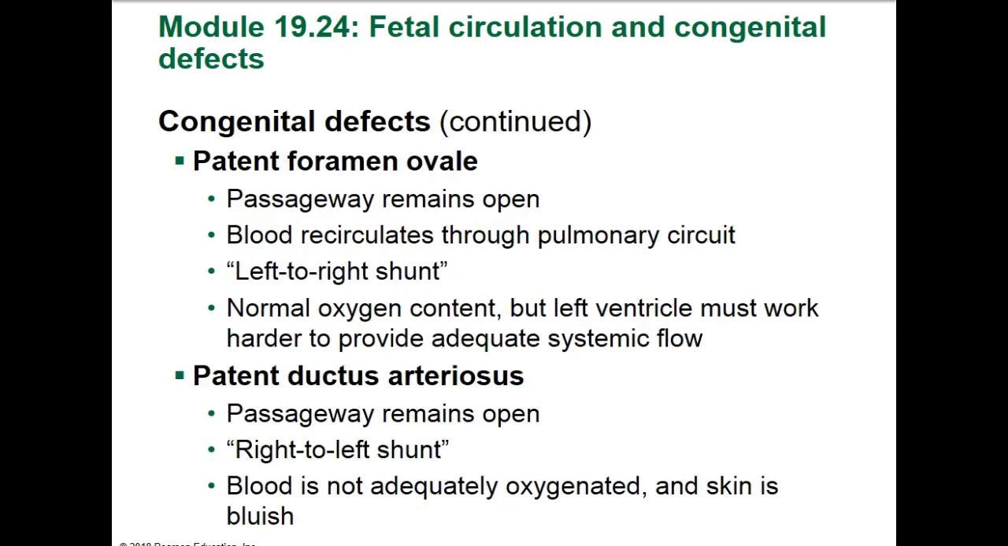Then there's patent foramen ovale. In this case, the passageway remains open. Blood recirculates through the pulmonary circuit, and it's a left to right shunt. Normal oxygen content occurs, but the left ventricle has to work harder to get adequate systemic flow. In patent ductus arteriosus, the passageway remains open. It's a right to left shunt. The blood is not adequately oxygenated, and the skin will be bluish in the child.